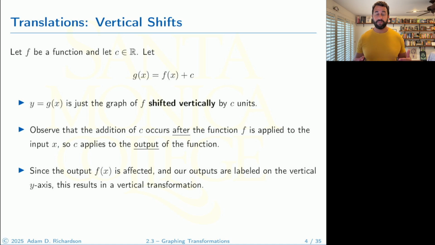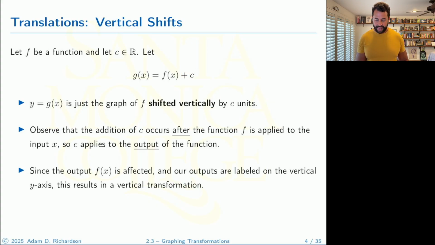Right. So let's start with vertical shifts. And I'll go through all this. I'll show you some pictures, and we'll take a look at Desmos as well. So let's say f is a function, and we have a real number c. Let's call this function g of x equal to f of x plus c. So what does the graph of g look like? It's just the graph of f shifted vertically by c units. So that's what happens here.